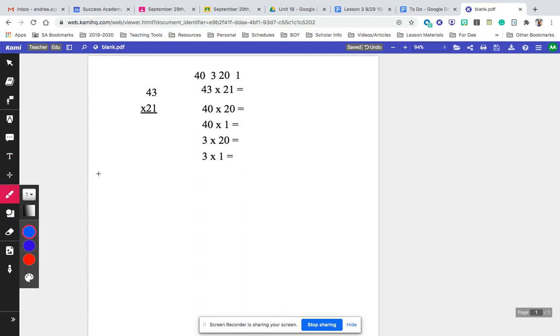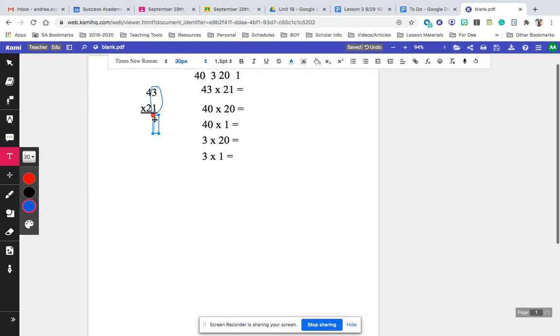So starting off with standard algorithm, the first thing I'm going to do, I'm going to start all the way on the right with the ones place, and I'm going to start by doing 1 times 3. 1 times 3, which I know is obviously 3. Easy peasy, right? And if I look over here with partial products, hey, look, 3 times 1. That's also one of the equations we wrote down.